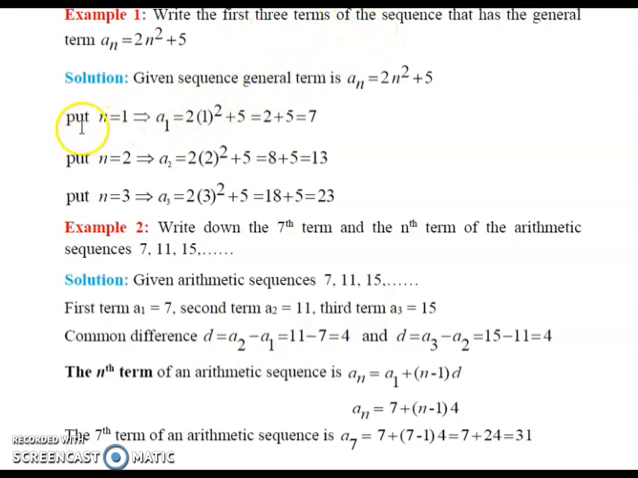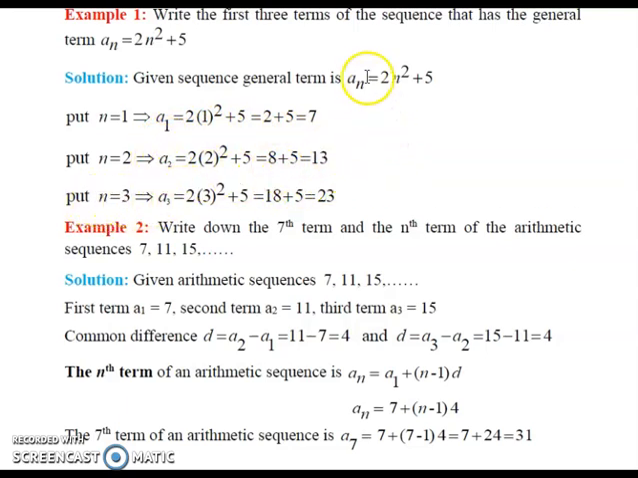So, putting n equal to 1, we will get the first term of the sequence a1 is equal to 2 multiply 1 square plus 5. This gives 2 plus 5, that is 7. This is first term of the sequence. Substituting n equal to 2, a2 is equal to 2 multiply 2 square plus 5. So, 8 plus 5, that is equal to 13. This is second term of the sequence.